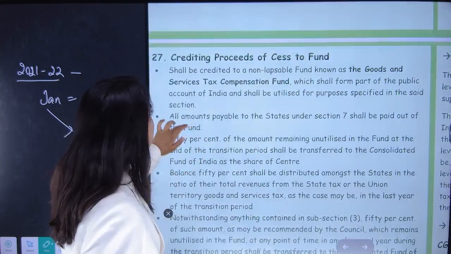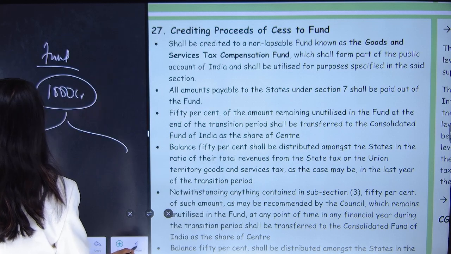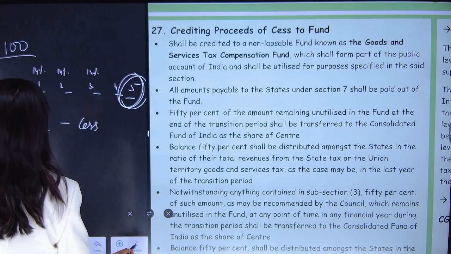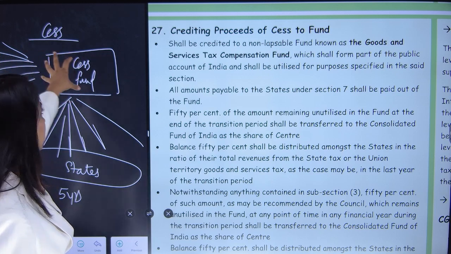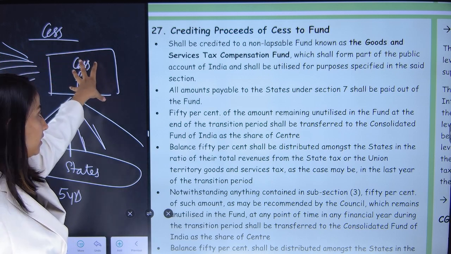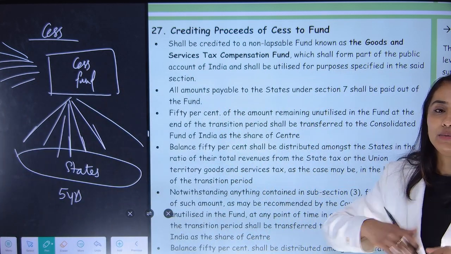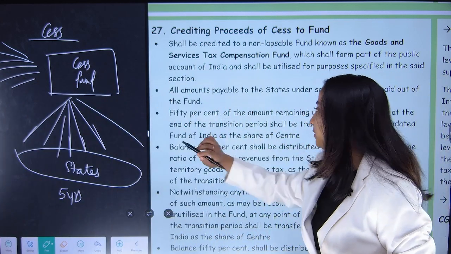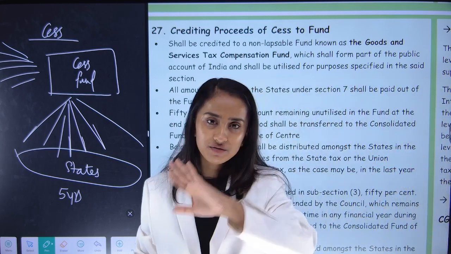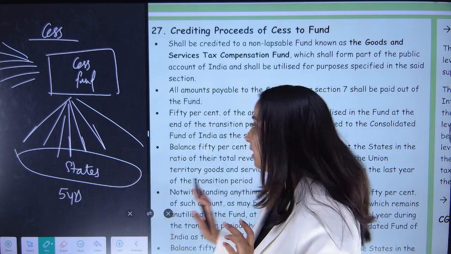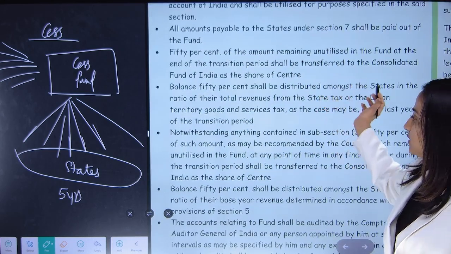Okay. Crediting proceeds of the cess to the fund, which I already explained here. Whatever you collect as cess from the customers will go to this compensation cess fund. Then out of this, it will go to the states. So, whatever amounts are liable to be paid as cess will be paid from the cess fund. Then 50% of the remaining unutilized amount at the end of the transition period, at the end of 5 years, I told you, if 1000 crores is remaining, then half will go to center, half will go to states.